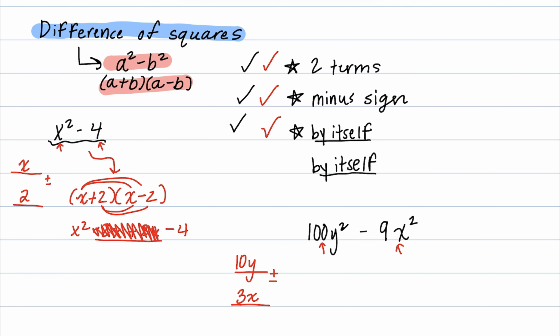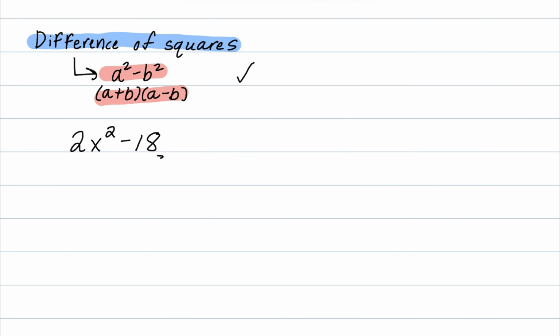And what it's going to factor into, writing that plus minus sign, is going to be 10y plus 3x, using it in the same order that I wrote it in the blanks, and 10y minus 3x. Let's look at another example here.